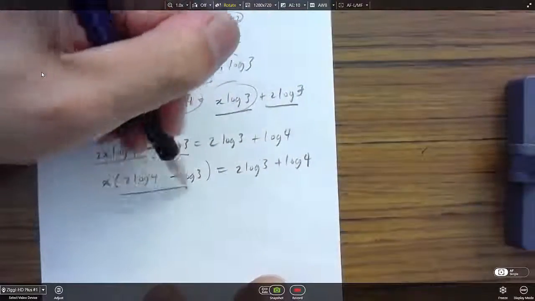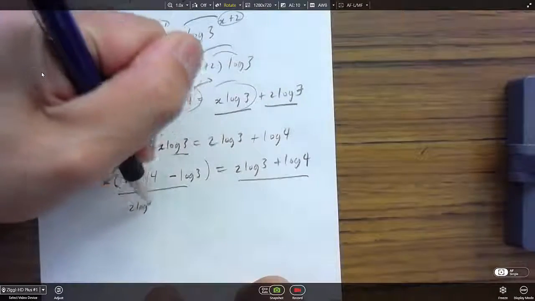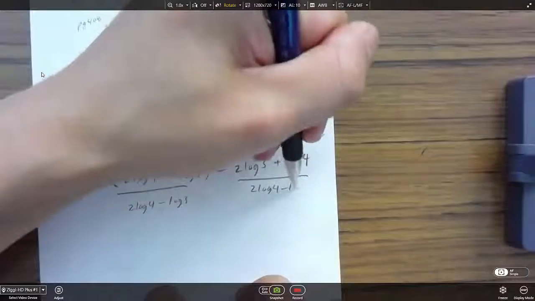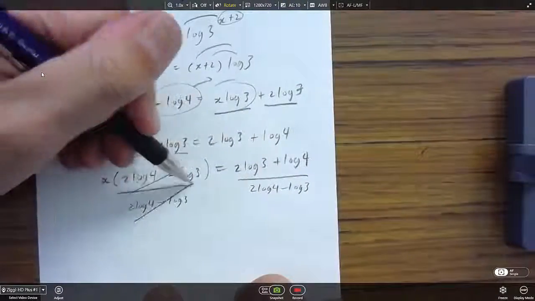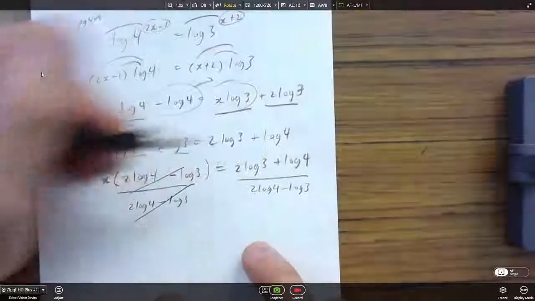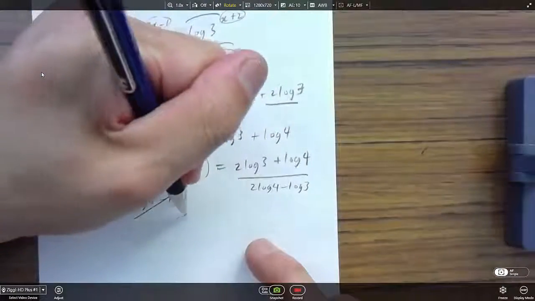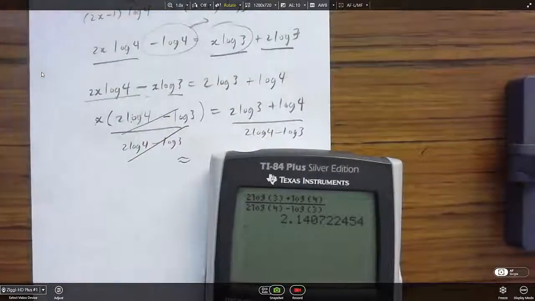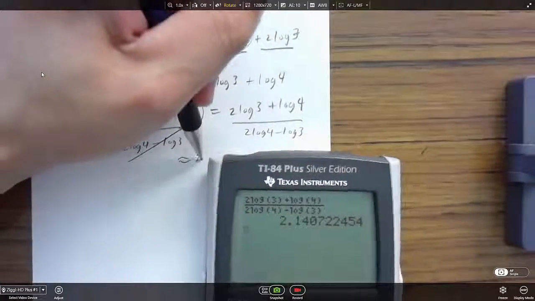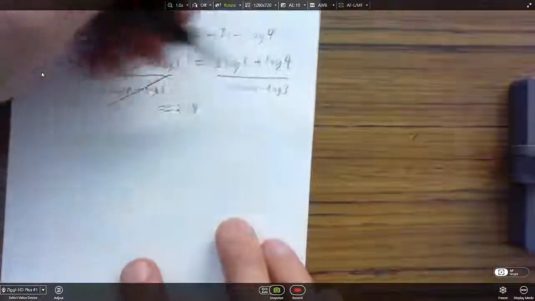And so when you divide both sides by whatever is beside the x here, which is 2 log 4 minus log 3, you can see that the coefficient of x cancels out, and there's your final answer here. Now, are there alternate answers? Let me just evaluate this on my calculator. As you can see on my TI calculator, I just punched it in, and we get approximately 2.14. Now, is there an equivalent form to this?